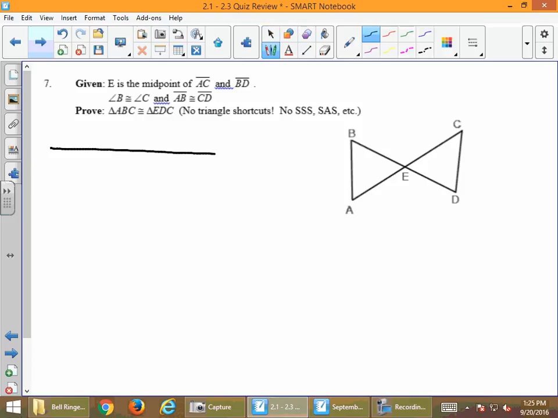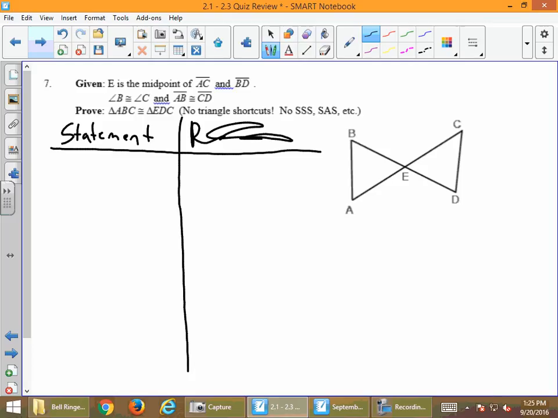So first thing you do is draw your little T-chart out. We got a statement right here. Reason right here. That's reason. Label your stuff. All right, let's go to the first thing. Everyone should have this reason as their number 1 reason. That reason is? Given. So I'm going to go given with it. Given. There's 1 point. Nice job.